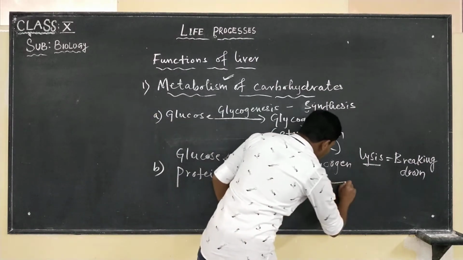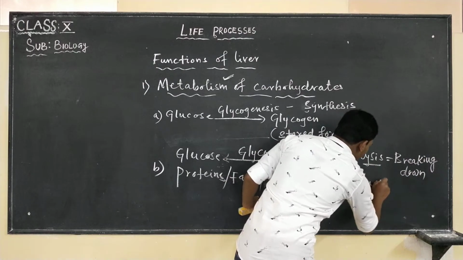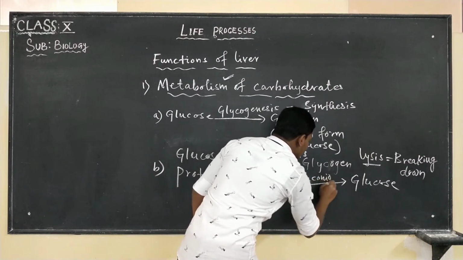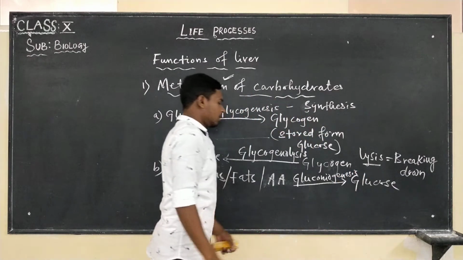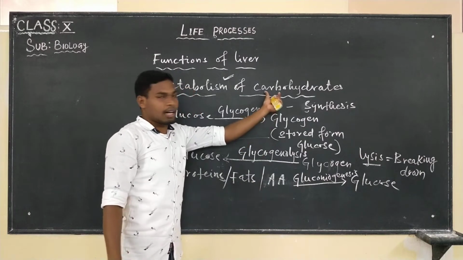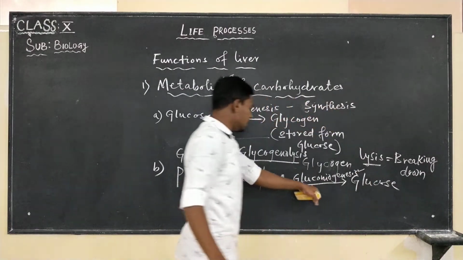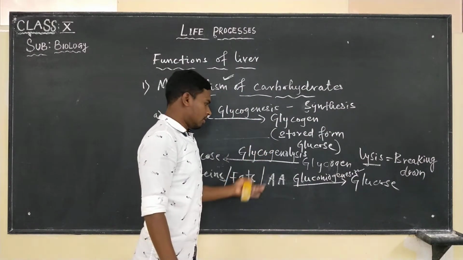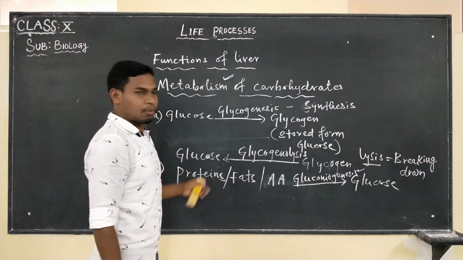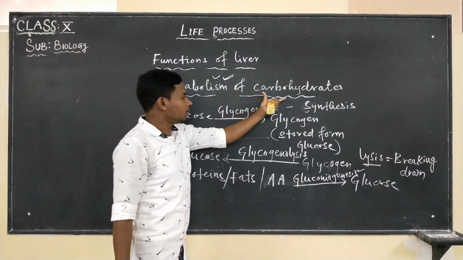If conversion into glucose takes place from these substances, we call that process gluconeogenesis. Gluconeogenesis is a process in which substances like proteins, fats and amino acids, other than carbohydrates, are converted into glucose. These terms are very important for NTSE type of questions. All these processes are involved in metabolism of carbohydrates.